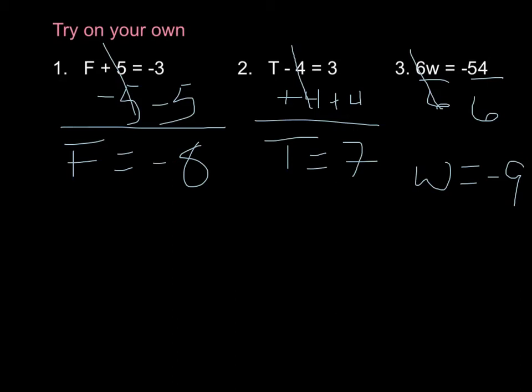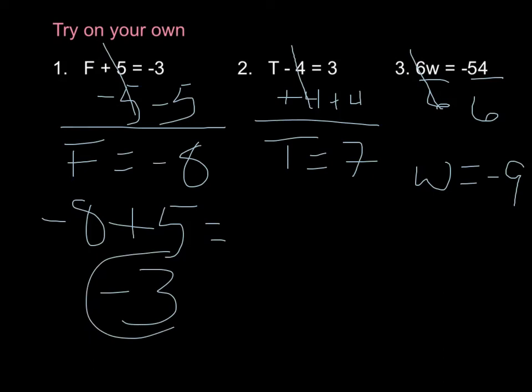If you want to go back and check your work, you can always plug in the answer that you found for the variable and see if it works. In the first example, if I plug in -8 for f, I have -8 plus 5. Is -8 plus 5 equal to -3? Yes, it is. Therefore, it checks out. I can go through and do this with my other 2 examples as well, and I would find that they also check out.